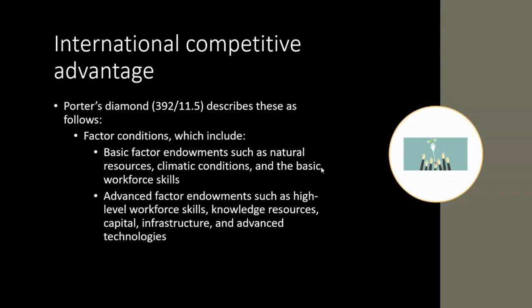The second part there, advanced factor endowments. High-level workforce skills, not great because of the brain drain, because of our education system. Knowledge resources, how many patents, etc., have we registered? Capital, how much money have we got to invest? Infrastructure, our road system is shocking in terms of potholes, etc. Our rail system is reasonable. I know it's not great. I don't know if SAA is still flying. And then advanced technologies, we've got a reasonable AI system and a reasonable banking system.